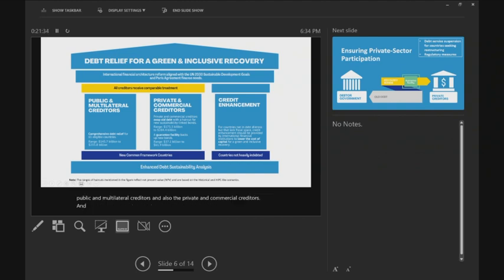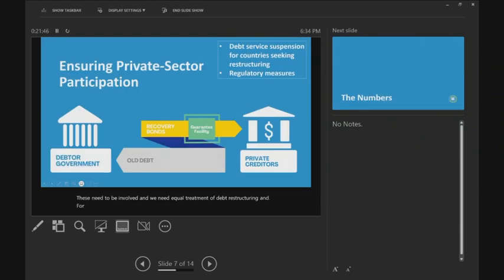These need to be involved, and we need equal treatment of debt restructuring. And for the private creditors, which so far haven't been involved at all in the debt restructuring, I mean, there have been, of course, a few countries that did default, and there we had very slow engagement. So we need to make sure that all this goes much quicker, that we have both positive and negative incentives for private creditors to join debt restructuring. So we're talking about carrots and sticks.